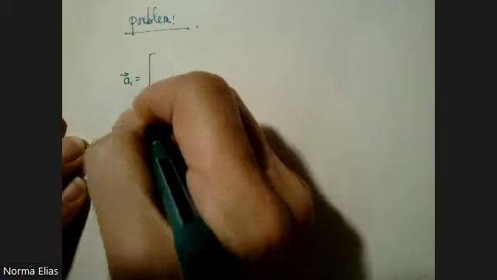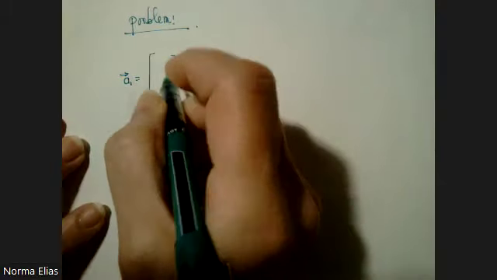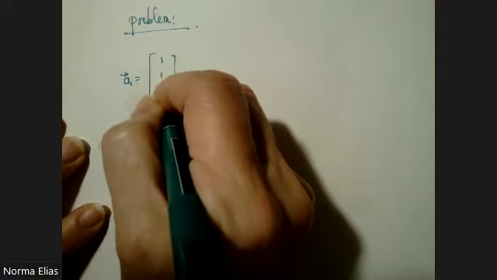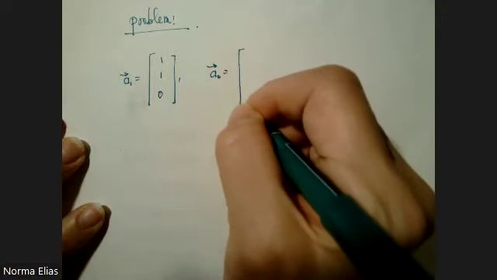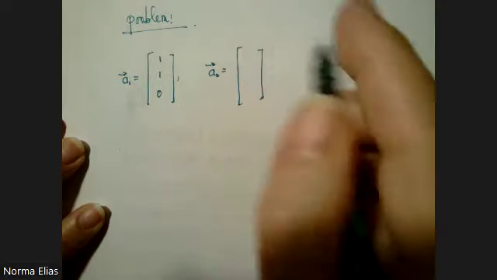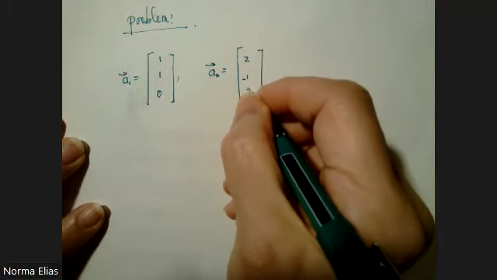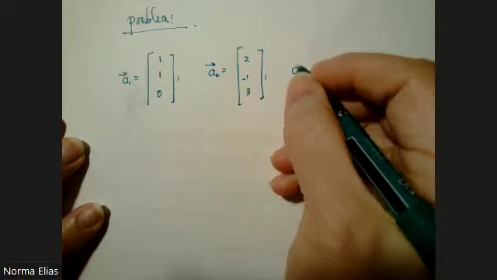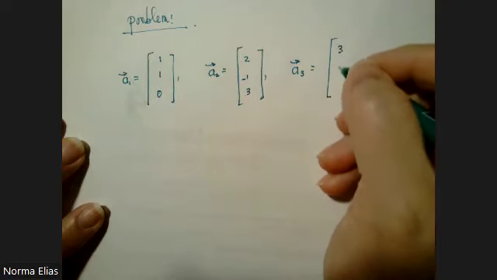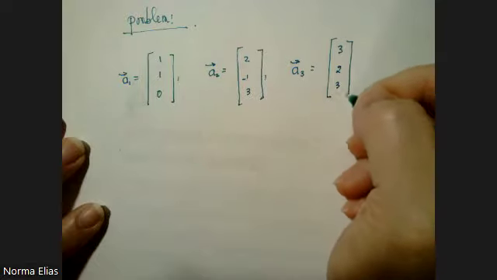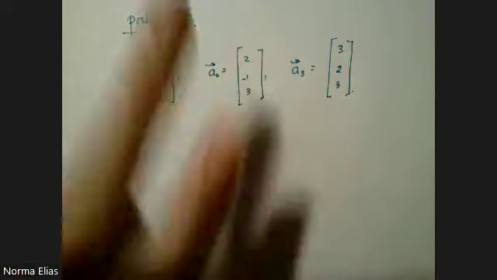Okay, I'm going to give you 3 vectors. I'm going to explain what I am going to say. So I'm going to give you the vector A1. So now I'm thinking about span and linear combination and all this stuff. A1 is 1, 1, 0. And A2, I'm going to let it be the following vector, 2, minus 1, 3. And A3 is the following vector, 3, 2, 3. Okay, so I have 3 vectors in R3.